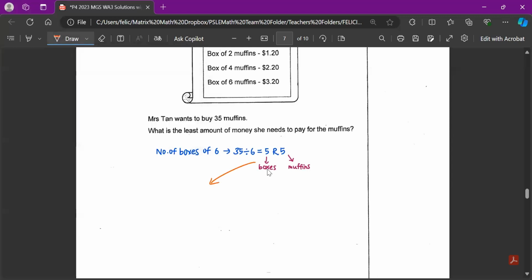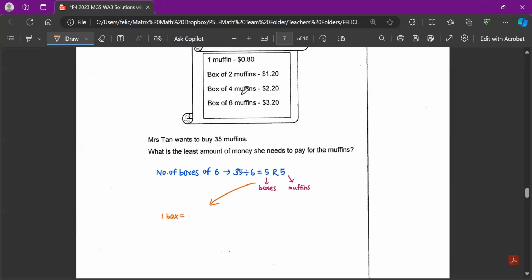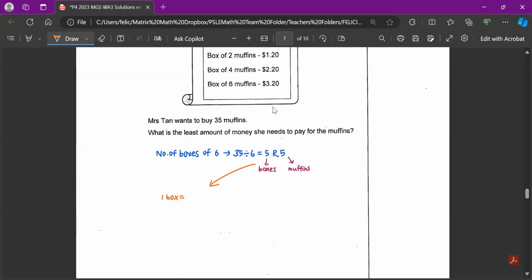Now, one box of 6. When you look at one box, there are so many boxes, right? Don't look at the wrong one. You're looking at boxes of 6 muffins. So one box of 6 muffins costs you $3.20. That is the cost of one box. We're going to list it out like that. Because I'm paying for 5 boxes, to find the cost of 5 boxes, 5 times $3.20. This will give you $16.